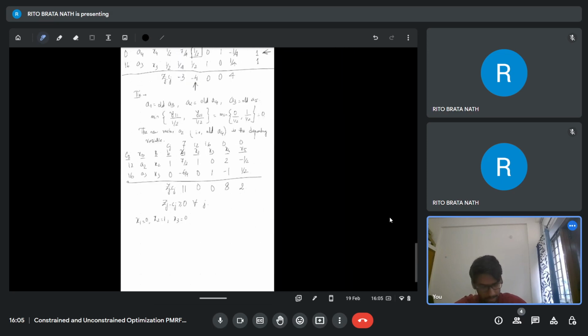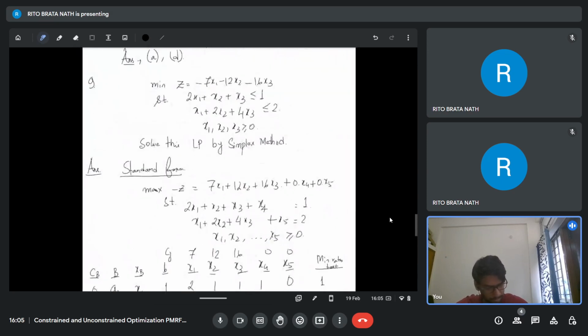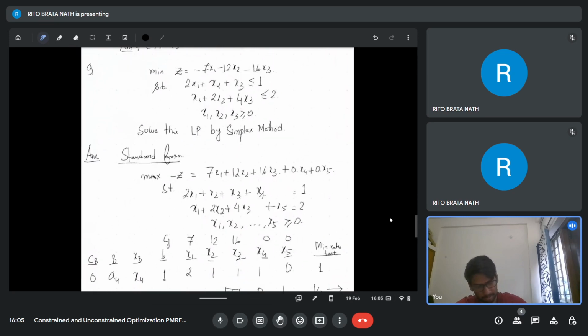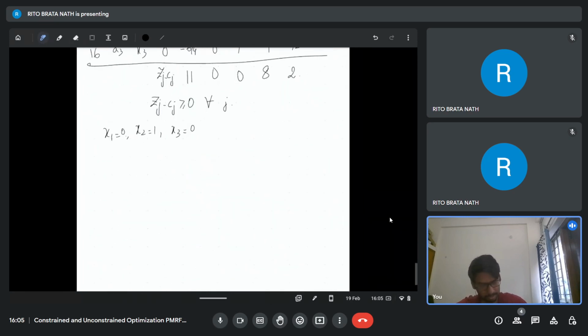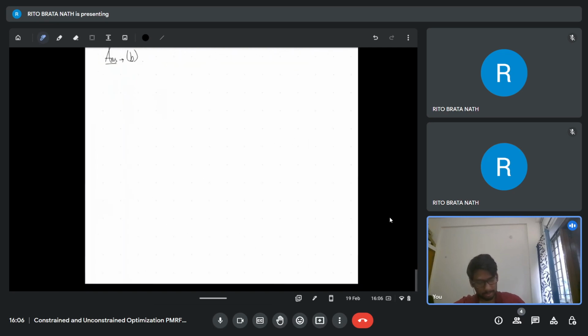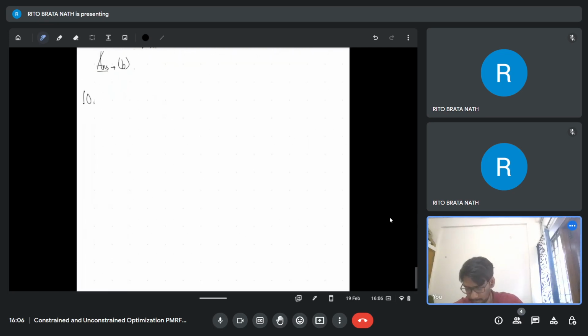And you were solving a minimization problem, the original one, minus 7x1 minus 12 minus 16. So that's minus 12. So let's see if any of the options were matching. Yeah, so option B is the correct answer. So yeah, let's move on to solving the 10th problem.